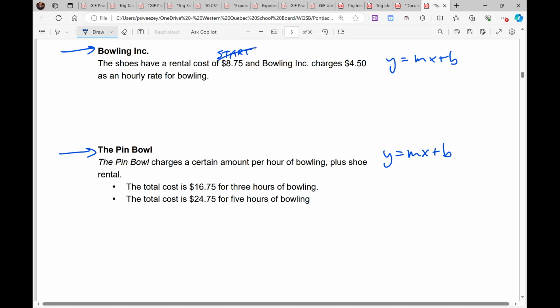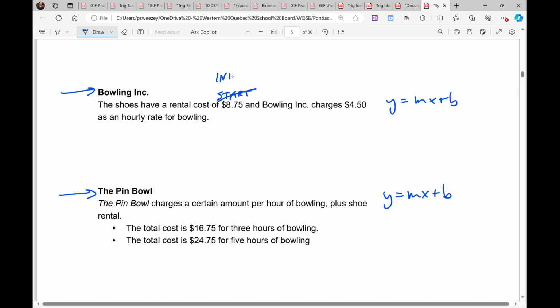Or let's use a better phrase. There's going to be an initial value. So that is actually the y-intercept. I didn't need to actually solve for it. I just had to know that no matter what, my costs for bowling are going to start at $8.75. And then for every hour I bowl, I'm going to be charged $4.50 on top of the $8.75.